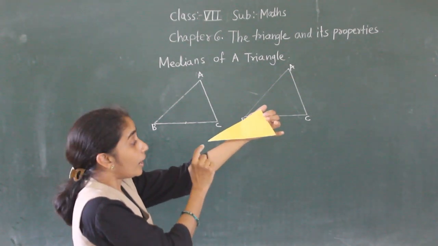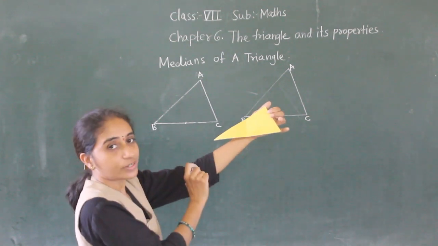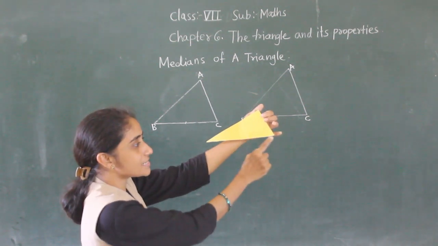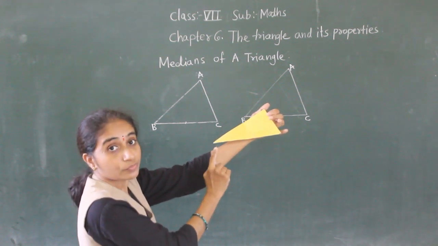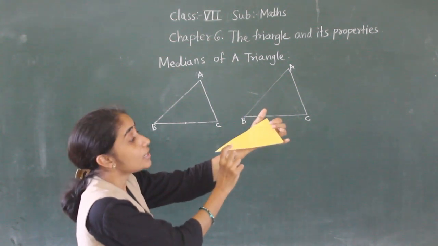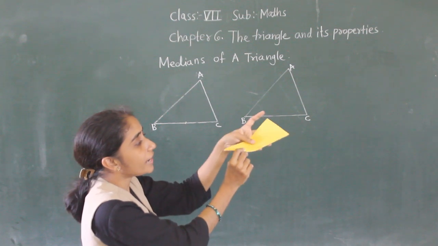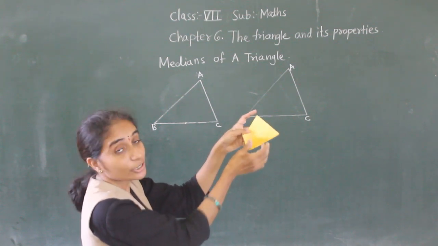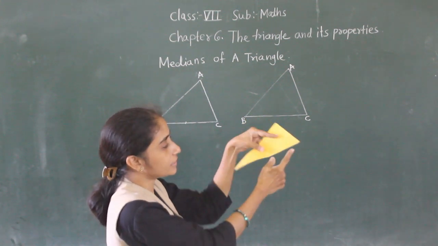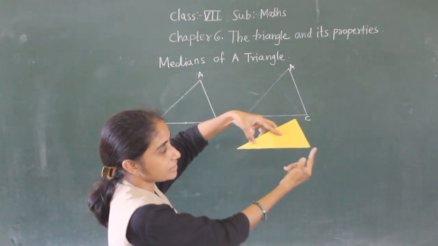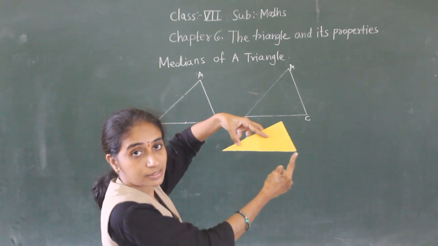Now, how to find the median of a triangle? This line is BC. Now I want to find the median of this. So what I will do, for this BC, I want to find the perpendicular bisector.